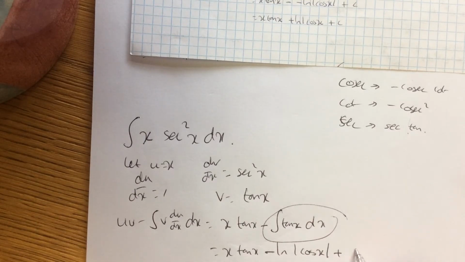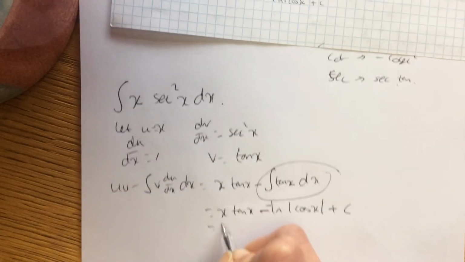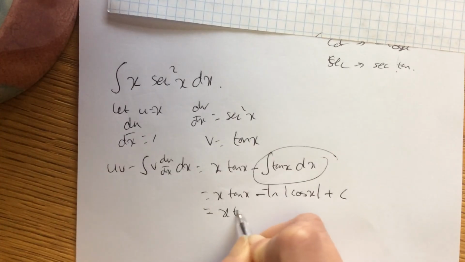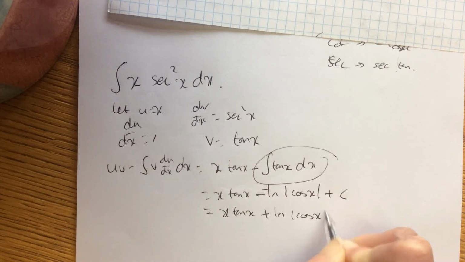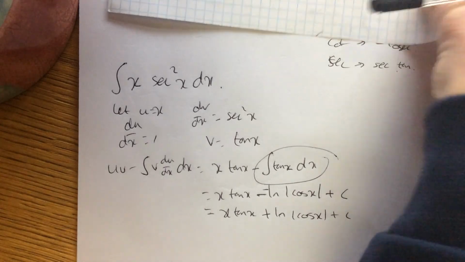And I have just realised a minus sign in there, and that tidies it all up. So x tan x plus log modulus of cos x plus c. So that was quite an interesting wee question. I enjoyed that wee one.